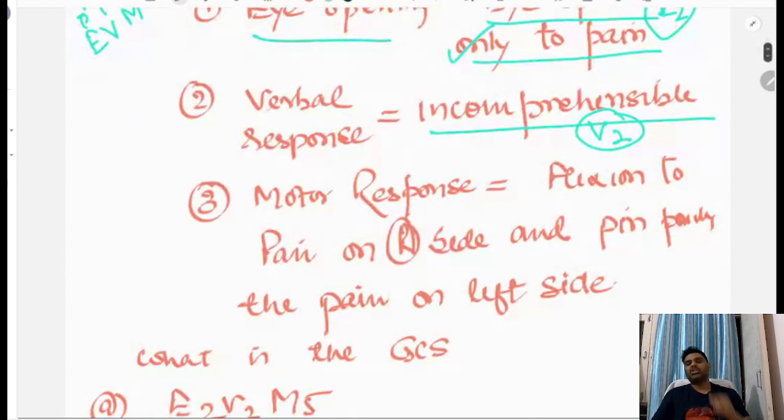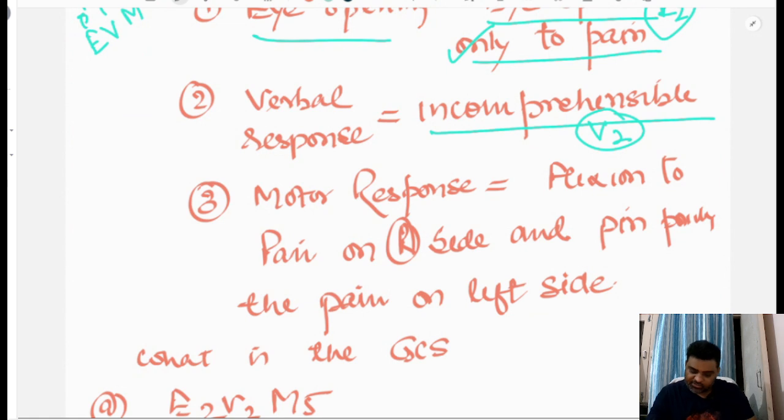Now motor response. M6 means it is normal motor response, like a normal person. M5 means localization of pain. For example, if I give the pain at this area, the patient's hand will come to my hand and he will remove my hand. That means he can localize the pain. That is M5. M4 is flexion withdrawal. Whenever I put pain like this, the patient will show a flexion response, but he will not be able to pinpoint the pain area. What is M3? M3 is flexion on pain. And M2 is extension on pain. And M1 is no movement.